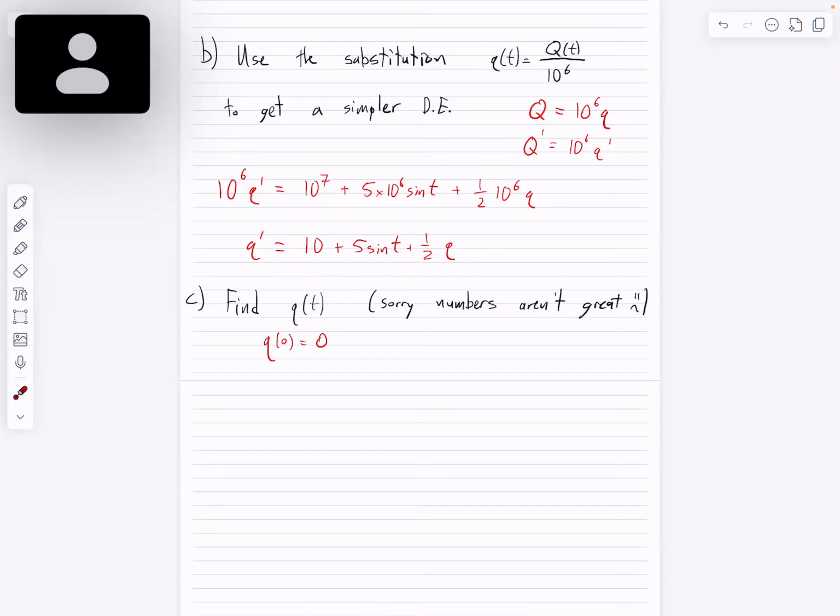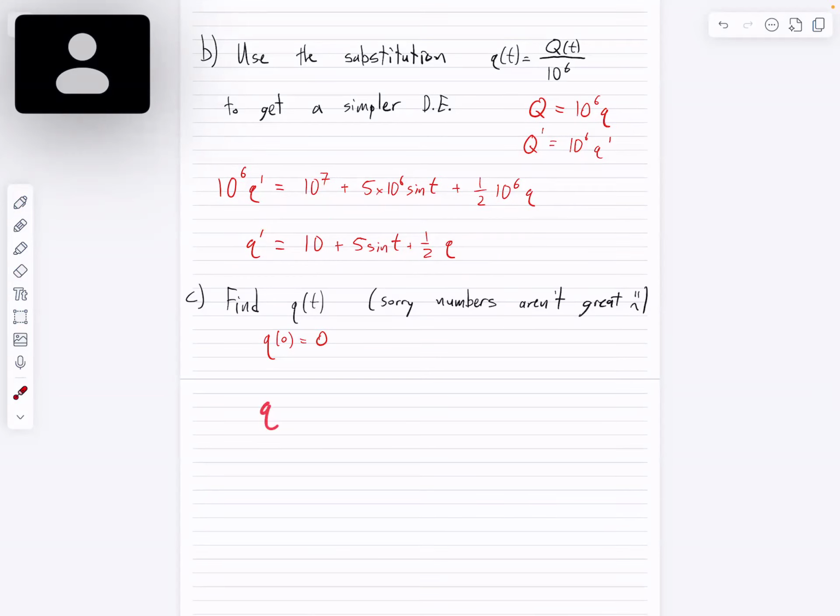And so we get it in the form to do an integrating factor. So you get q prime plus 1/2 q equals 10 plus 5 sine t. Oh, I can already tell this is going to be disgusting because the integrating factor will be e to the 1/2 t, and I'm going to have to integrate that times sine of t, which is, woo boy. Okay, this is going to be fun.